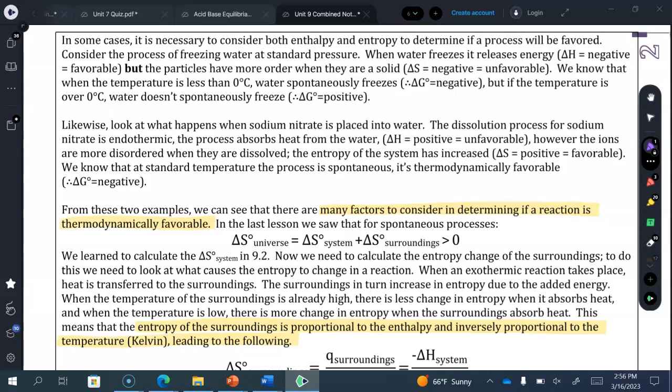We learned to calculate the entropy of a system in 9.2. Now we need to calculate the entropy change of the surroundings. To do this, we look at what causes entropy to change in a reaction. When an exothermic reaction takes place, heat is transferred to the surroundings. The surroundings in turn increase in entropy due to the added energy. When the temperature of the surroundings is already high, there is less change in entropy when it absorbs heat. And when the temperature is low, there is more change in entropy as the surroundings absorb heat.